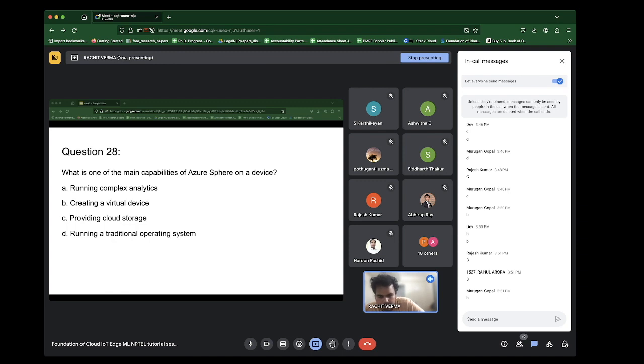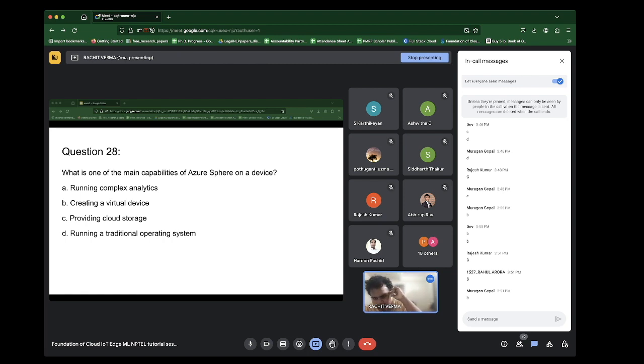So Azure Sphere is primarily responsible for creating a virtual device. It will not exactly run a traditional operating system, because an IoT device cannot handle a traditional operating system like Windows. It requires these kinds of embedded operating systems. These embedded operating systems also tend to be lightweight, so as to take care of these sensors and the needs of these IoT devices.